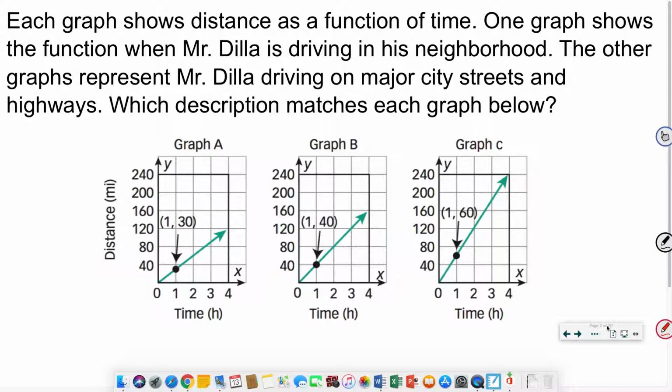How about neighborhood driving? What do you think of? 5 miles an hour. Maybe a little bit slower, yeah. Think about Woodlake. If you're driving in Woodlake, there's a different speed limit than there would be on Route 70. Okay, so think about that as we go through here.